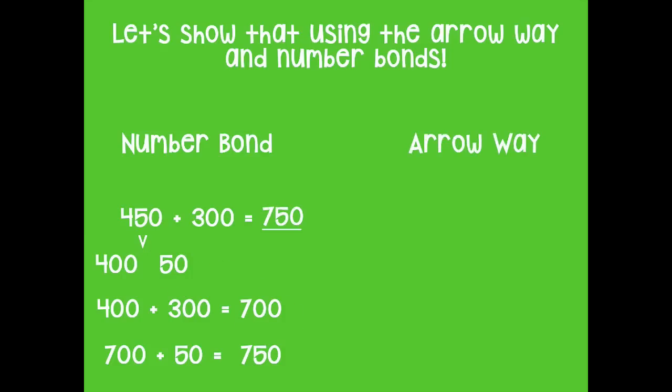Now let's see the arrow way. So the arrow way, we would start with 450, and we could add on that 300, right? Now, if adding that 300 was too much for you to do, you could add on 100 each time. You would just have to add 100 3 times to get to 300. But if not, if you can just see that 450 plus 300 is 750, you could kind of count on as you're doing that. So you could do 450 plus 100 is 550, plus another 100 is 650, plus another 100 is 750.